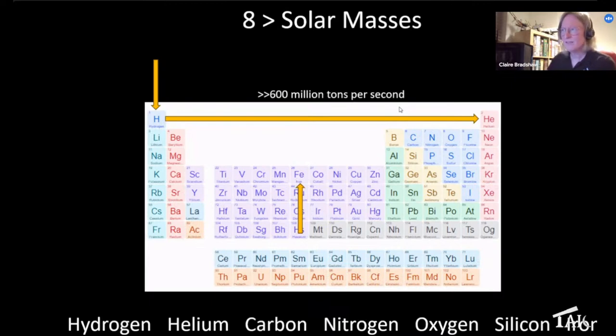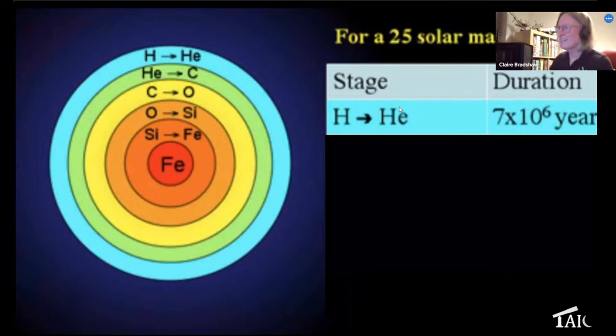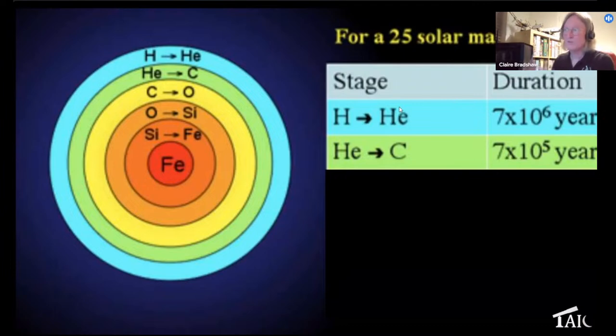So what happens then? We get this problem. For example, we've got a 25 solar mass star, and it's like the giant gobstopper. Hydrogen to helium takes 6 × 10⁶ years. Is that 6 million? Yeah, that's 7 million years. It's consuming that because huge stars consume their nuclear fuel a lot quicker. But then the process of helium to carbon is a lot quicker than that.